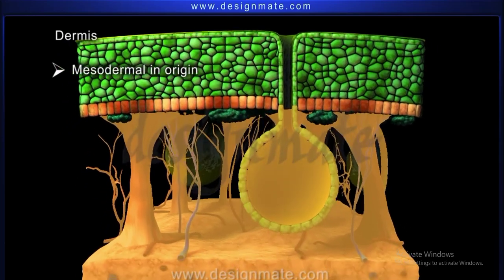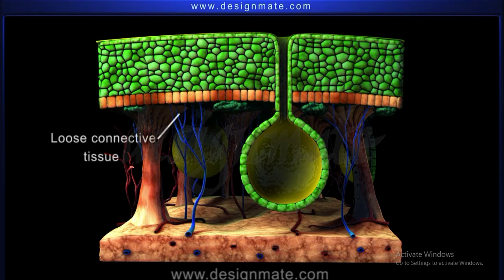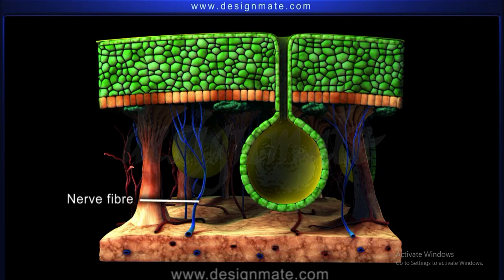The dermis is mesodermal in origin and chiefly consists of the connective tissue. It consists of an outer relatively thin layer of loose connective tissue and an inner thick layer of compact connective tissue containing transverse and longitudinal strands of muscles, blood vessels, and nerve fibers.